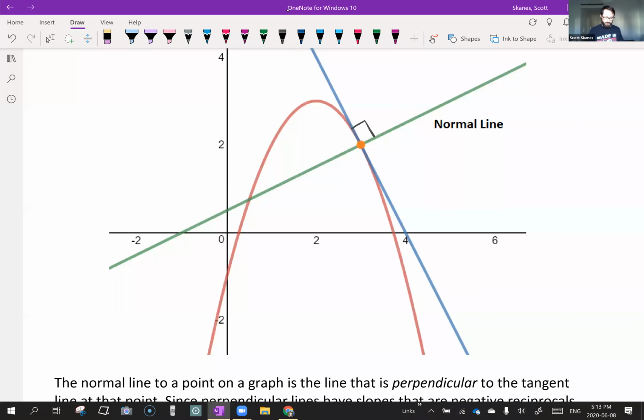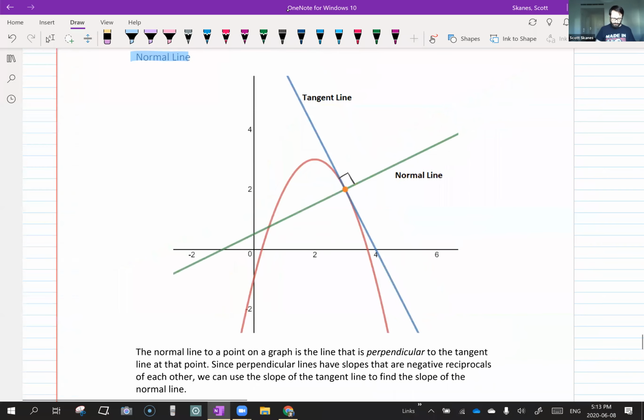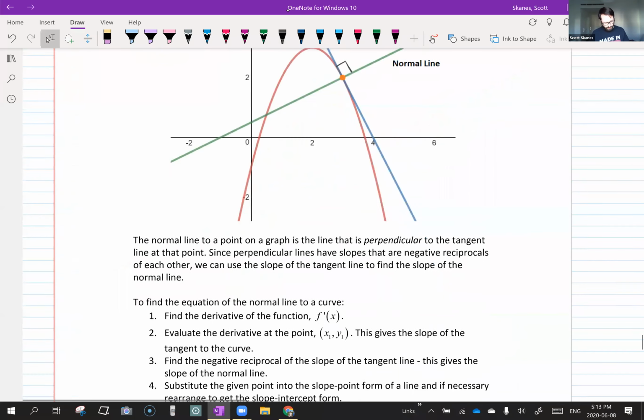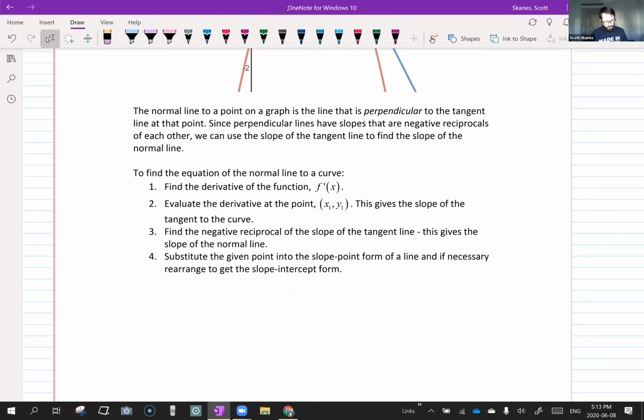It's a little harder to explain why it's useful, but it has useful applications in physics and engineering. I won't get into that right now. I'll just get the basics down so that I've introduced this and we can finish. So the normal line to a point on a graph is the line perpendicular to the tangent line at that point. And what you'll notice is that the process for doing this is exactly the same.